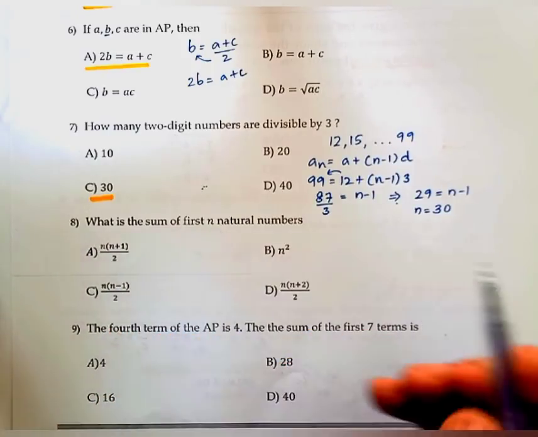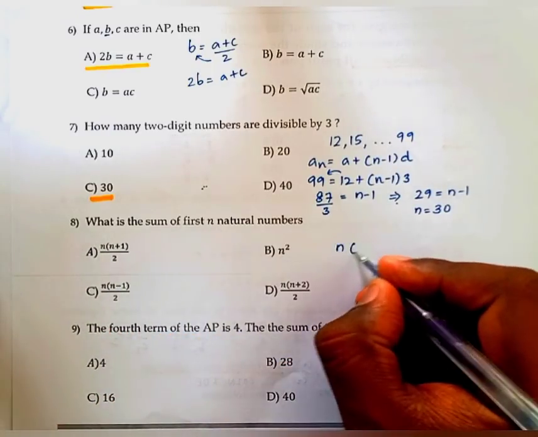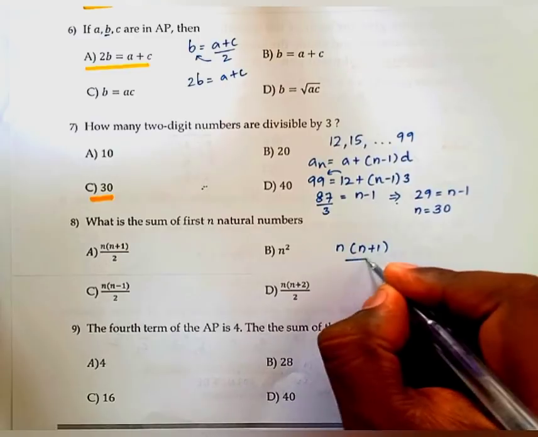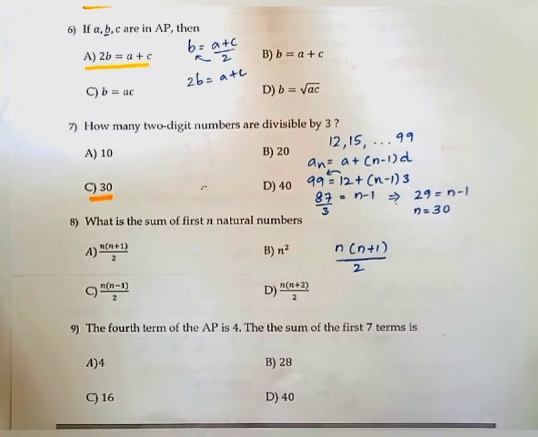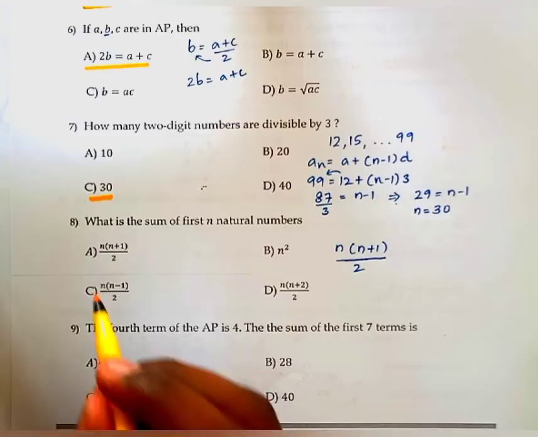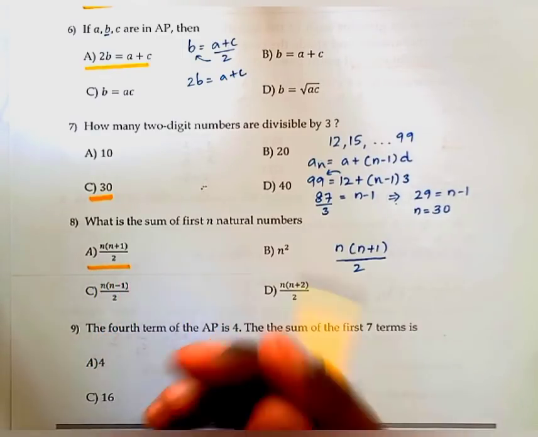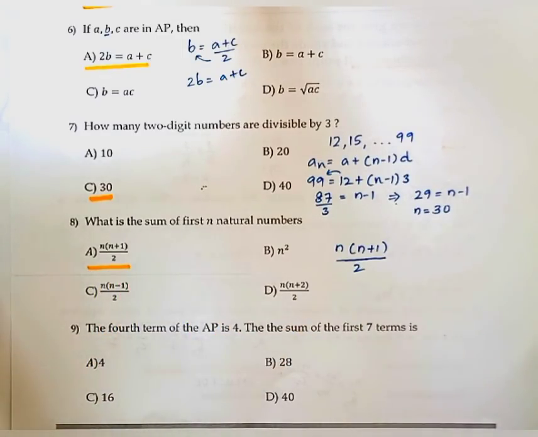What is the sum of the first n natural numbers? The sum of the first n natural numbers is given by the formula n times (n plus 1) by 2. Therefore, the correct answer is option A, n times (n plus 1) divided by 2.